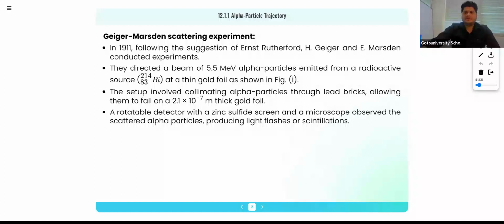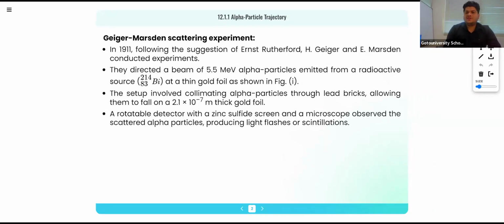Geiger-Marsden scattering experiment. In 1911, following the suggestion of Ernest Rutherford, Geiger and Marsden conducted an experiment. They directed a beam of 5.5 MeV alpha particles emitted from a radioactive source at a thin gold foil, as shown in the figure. The setup involved collimating alpha particles through lead bricks, allowing them to fall on 2.1 × 10^-7 meter thick gold foil. A rotatable detector with a zinc sulfide screen and a microscope observed the scattered alpha particles, producing light flashes or scintillation.